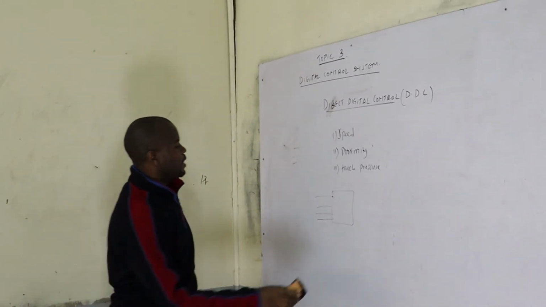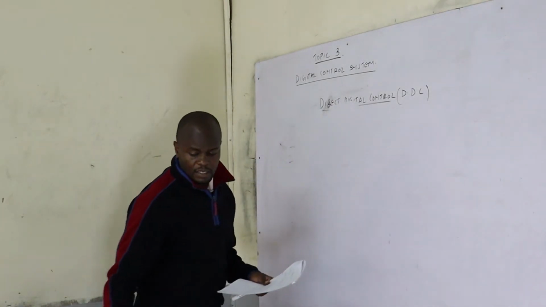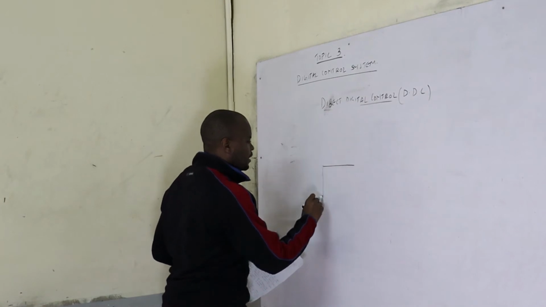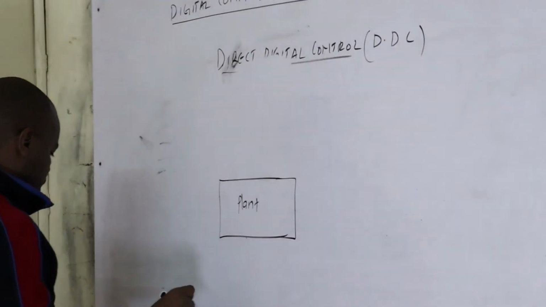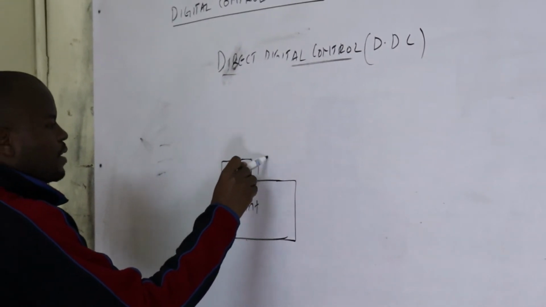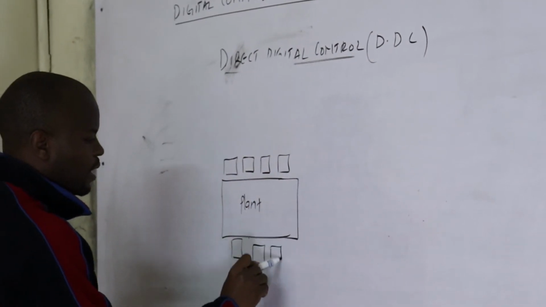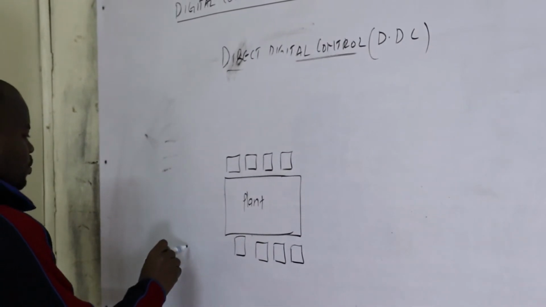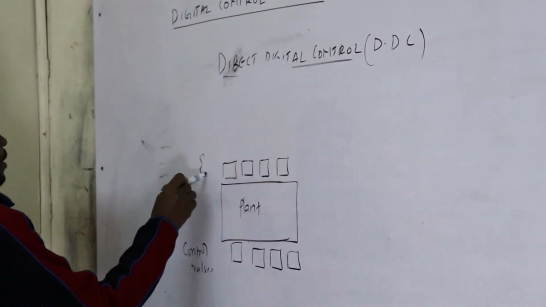So let's look at a block diagram of a direct digital control. When you talk of the direct digital control, then you can have a plant here. Let's say this is a plant. And then around the plant, it is sited with several transducers. We can have transducers there. And then here we can have what we refer to as the control valves, or rather the actuators. So here we have the control valves. Here we have transducers.